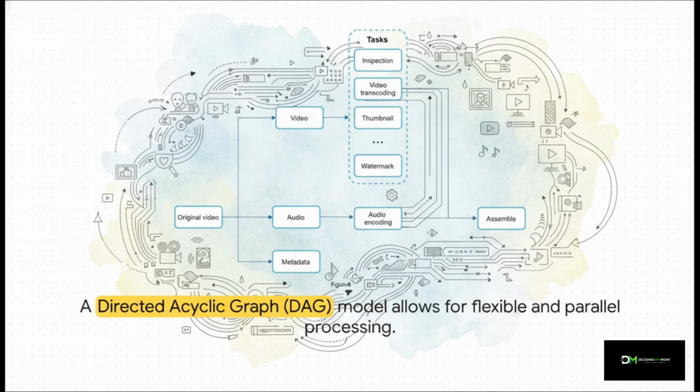So, how does YouTube manage all this processing efficiently? I mean, it's not just transcoding. It's also got to generate thumbnails, process audio, maybe add watermarks. They use a model called a directed acyclic graph, or a DAG. Just think of it like a really smart workflow. Instead of doing everything in a single, slow line, it breaks up all the jobs and runs them at the same time, in parallel. This makes the entire pipeline incredibly fast.